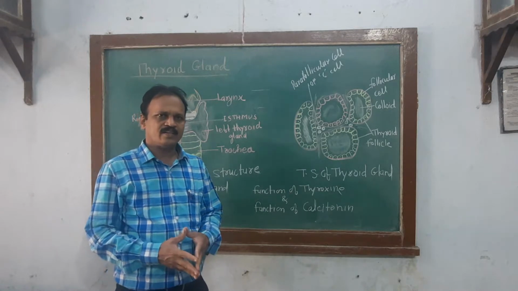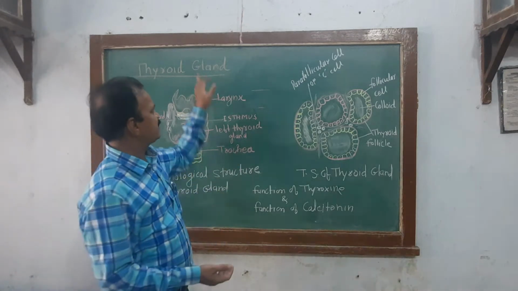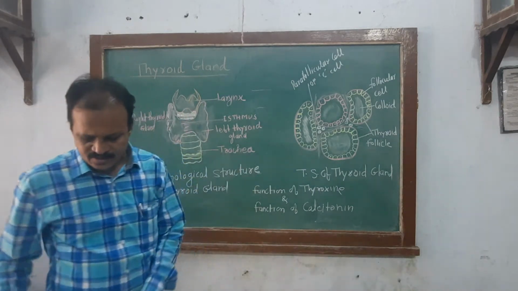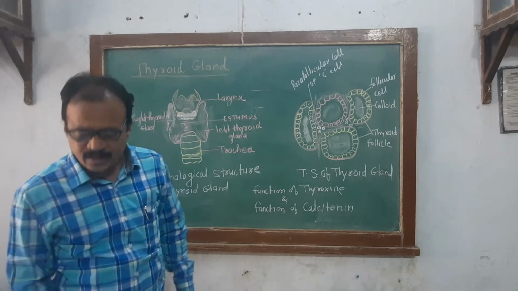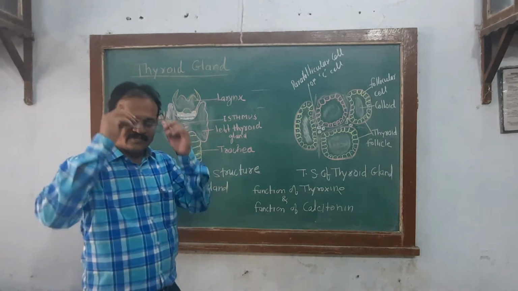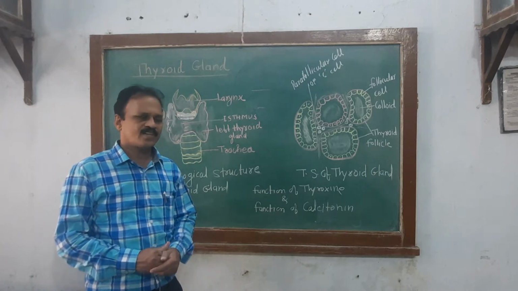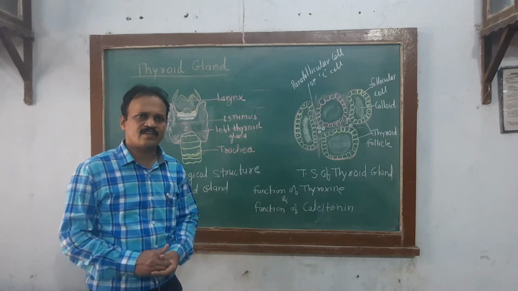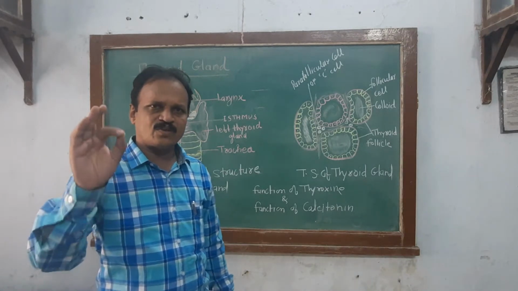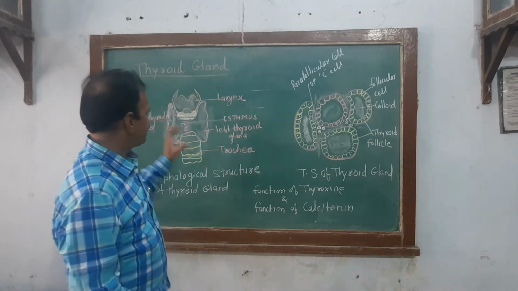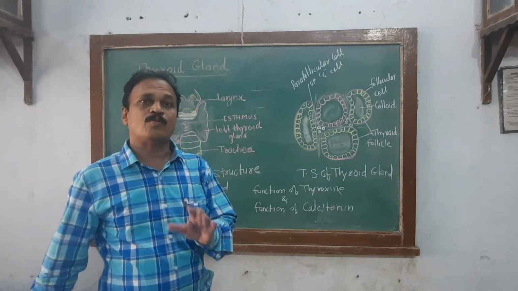Now today we are going to discuss the most important gland, that is the thyroid gland. See page number 211 and 212. I have given the diagram and description of the thyroid gland. Dear students, it is one of the largest endocrine glands of the human body.